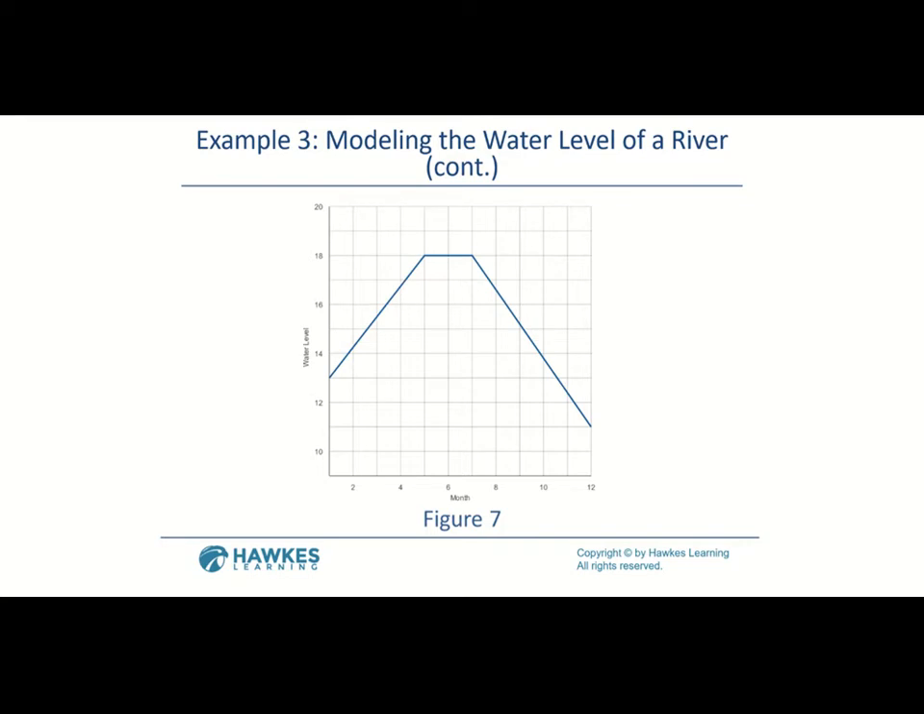All right, and here is an official picture of the graph. And again, they put the months down here at the bottom, and they used numbers, so 2, 4, 6, 8, 10, and 12. They only numbered every other one. And then the water level. But again, you can see from January, the first month, that they started at 13 feet, and it increased to 18 feet in May. May through July, it was constant, and then July through December, it fell to 11 feet.